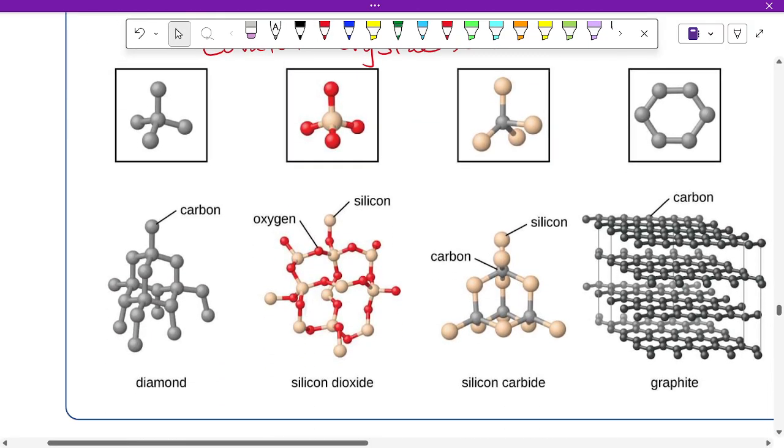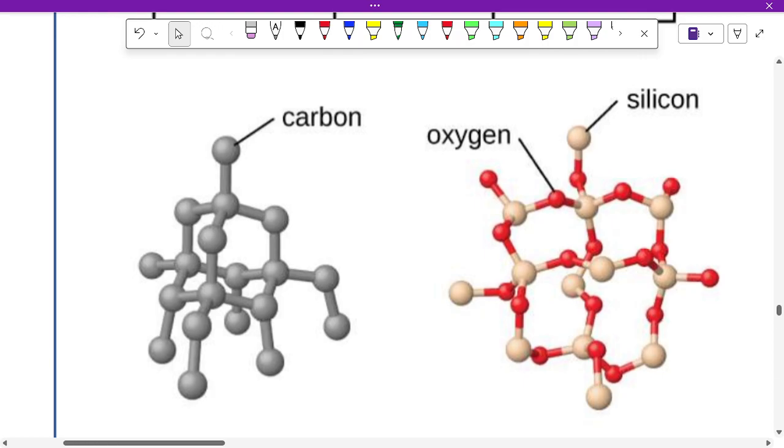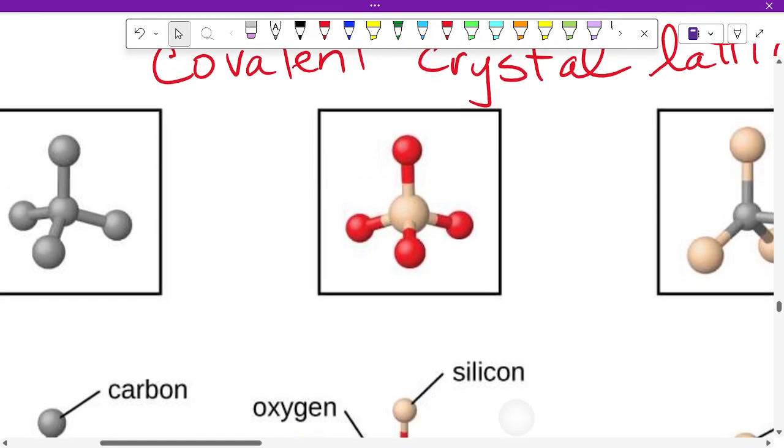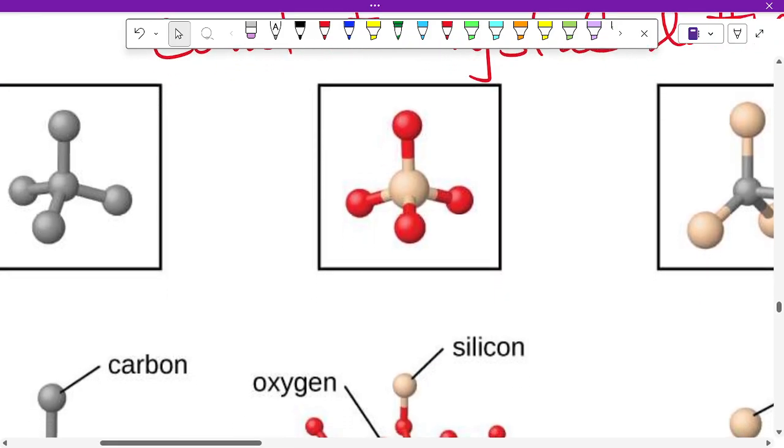So here is diamond. You can see that little picture kind of looks like this. If you have silicon and oxygen, they also form a structure. You can see that's the basic structure. There's a silicon with 4 oxygens coming off, and then it sticks to other ones.